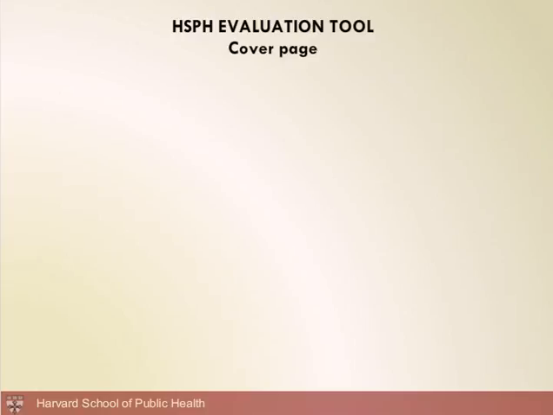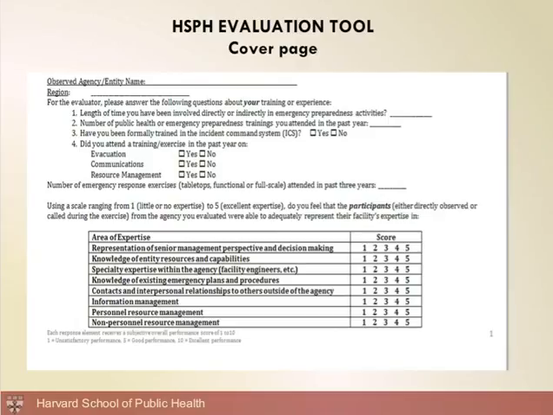Let's take a look at the exercise evaluation form. Here's what the cover page of an evaluation form looks like. The questions on this page are useful in interpreting the performance data after the exercise. There's a line at the top of the form for the name of the agency being evaluated. The evaluator is also expected to provide information on their own experience and training.